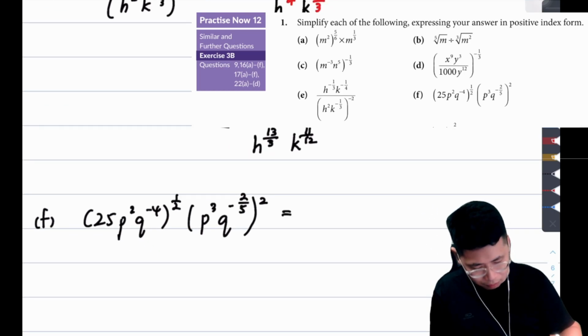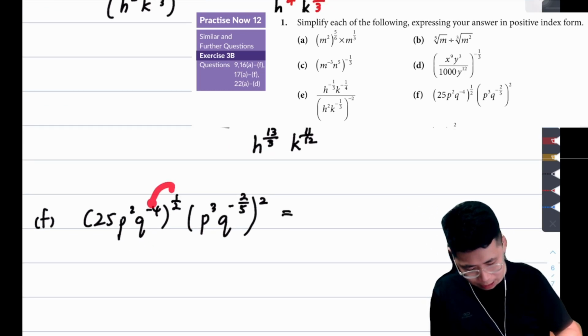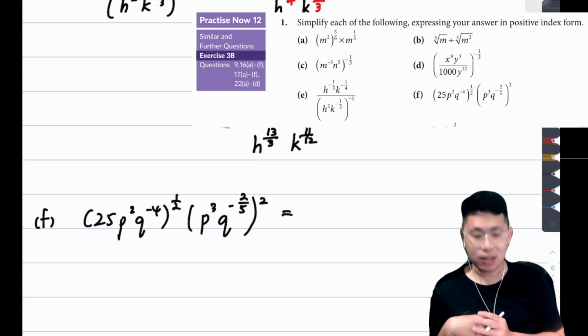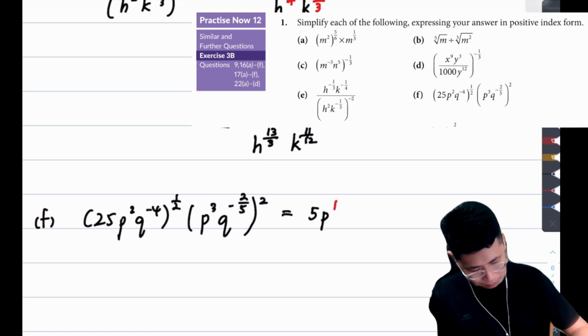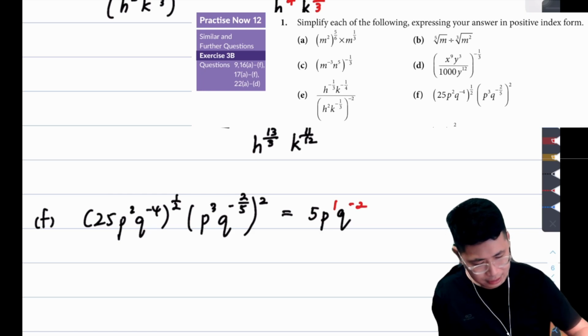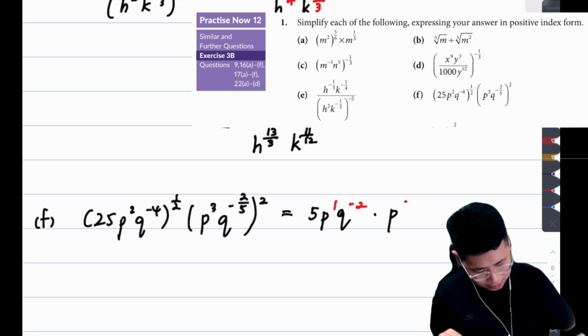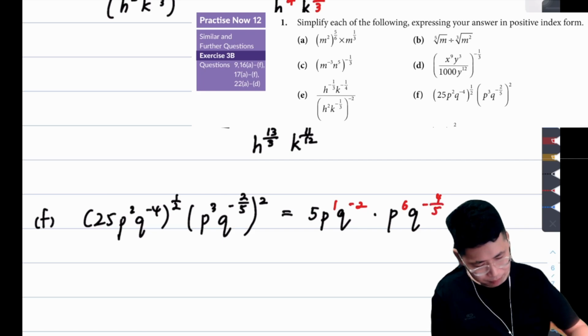Alright, so let us expand our powers first, right? So first, the half actually means a square root. So what is the square root of 25? 5. We have p to the power of 1, and we have q to the power of negative 2. Right? Can you see the effects? And on the right term, we have p to the power of 6, and we have q to the power of negative 4 over 5.